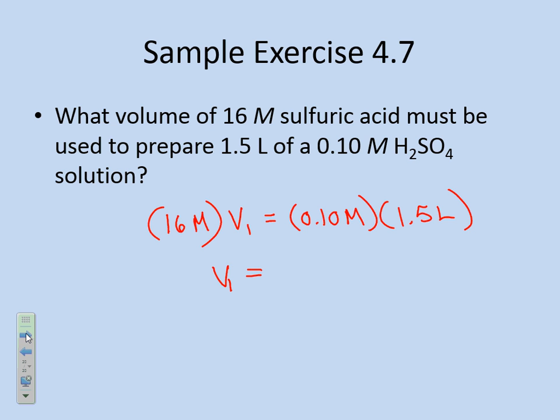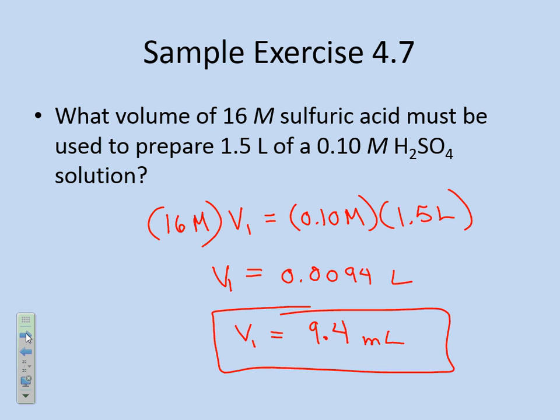And you have a very small number because that's in liters, so 0.0094 liters. Change it to milliliters, and you'll know that you need to add 9.5 milliliters of the concentrated acid in a 1.5 liter flask to prepare a 0.1 molar solution.